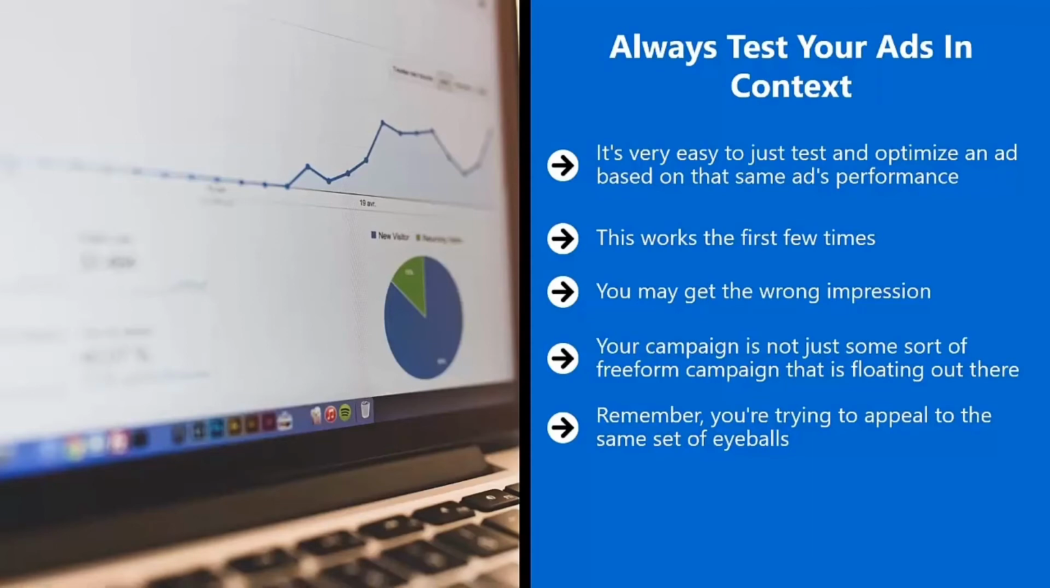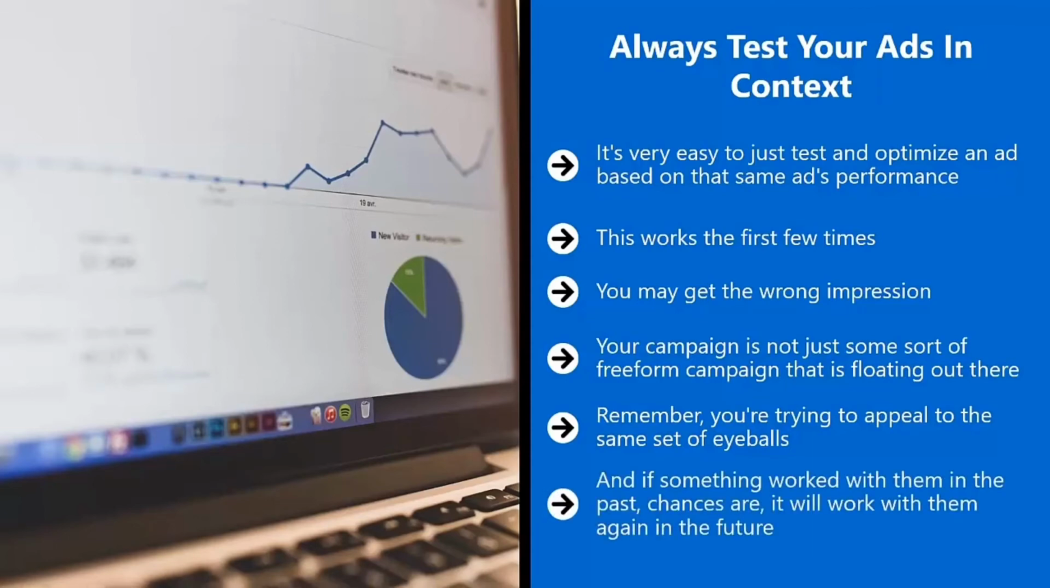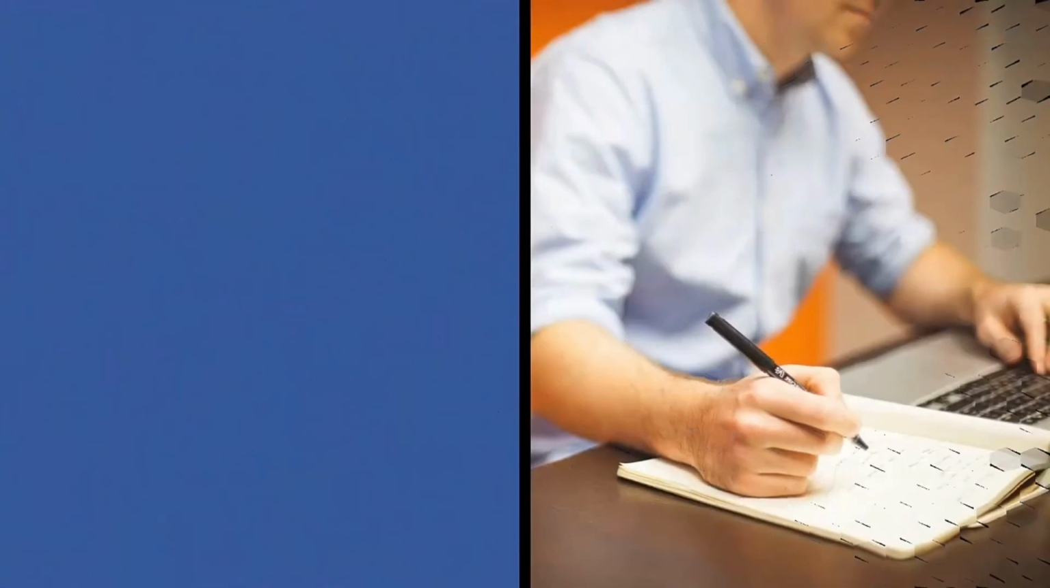That is the context. And if something worked with them in the past, chances are it will work with them again in the future. The key is to break this down to basic principles or elements and apply those principles and elements to your new ads. There's no way to measure the success of that strategy unless you compare the performance of these later ads with the ones that came before.